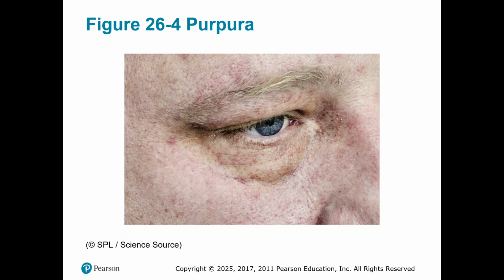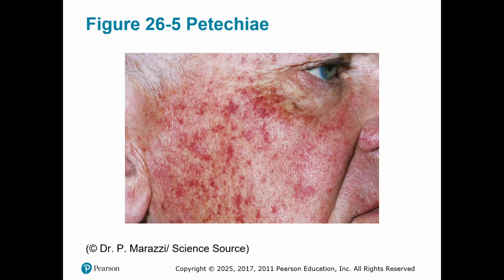Now you can barely see my pen, but that's what I was trying to point out right there. If we look at petechiae, right? So this is petechiae. And you can see petechiae rashes in a lot of different scenarios. What it represents is very similar to the last slide we looked at. It represents bleeding under the skin, tiny capillary bleeding.